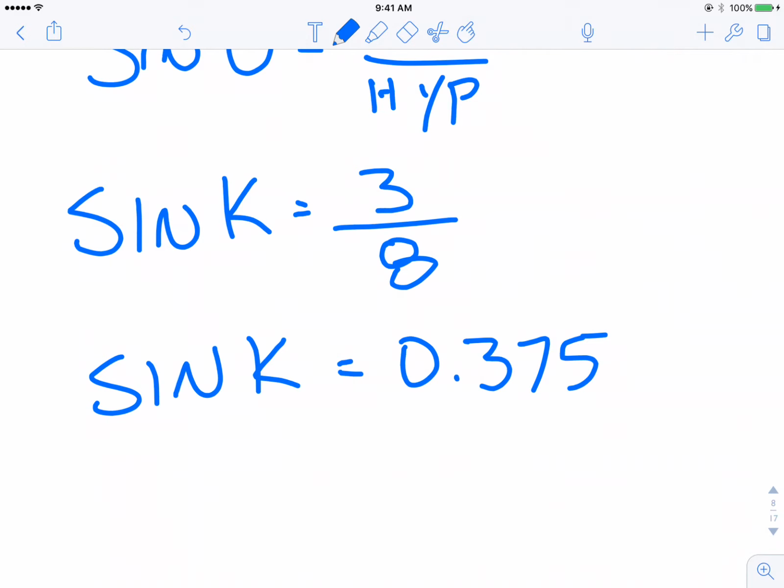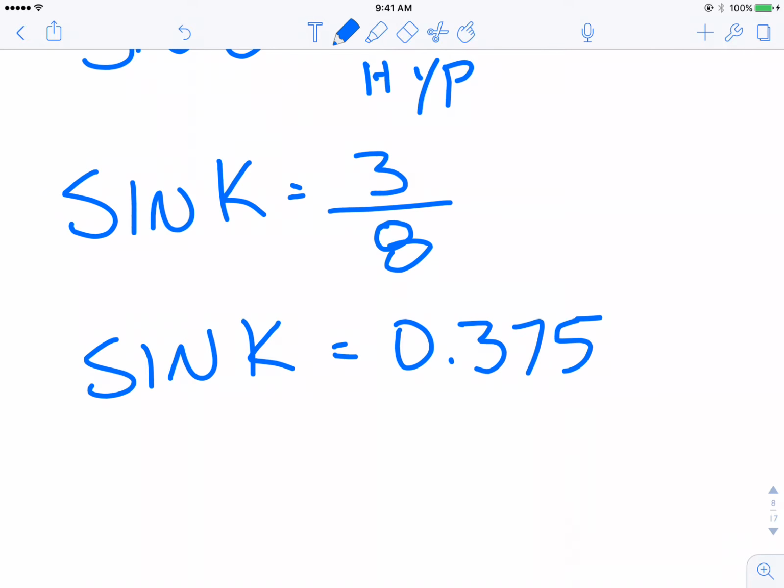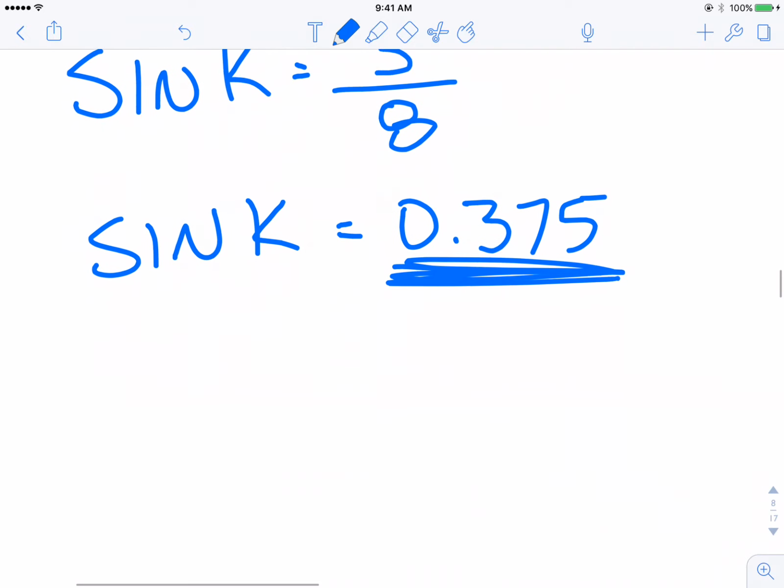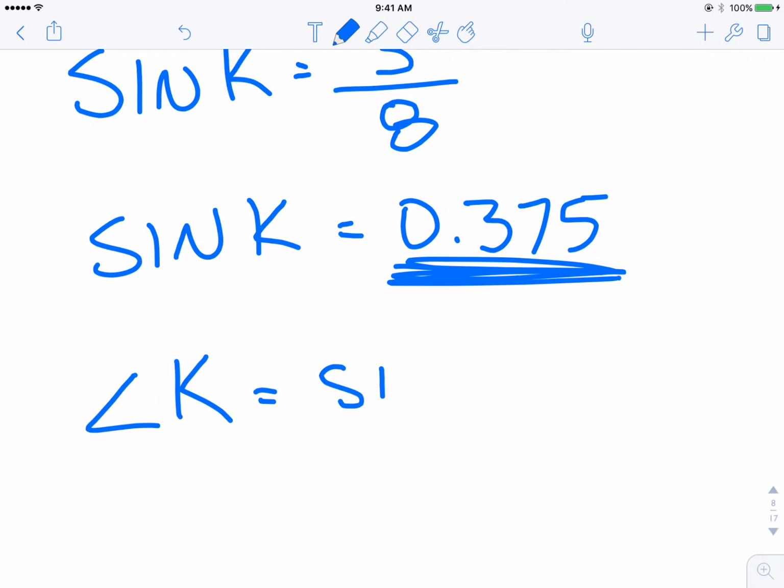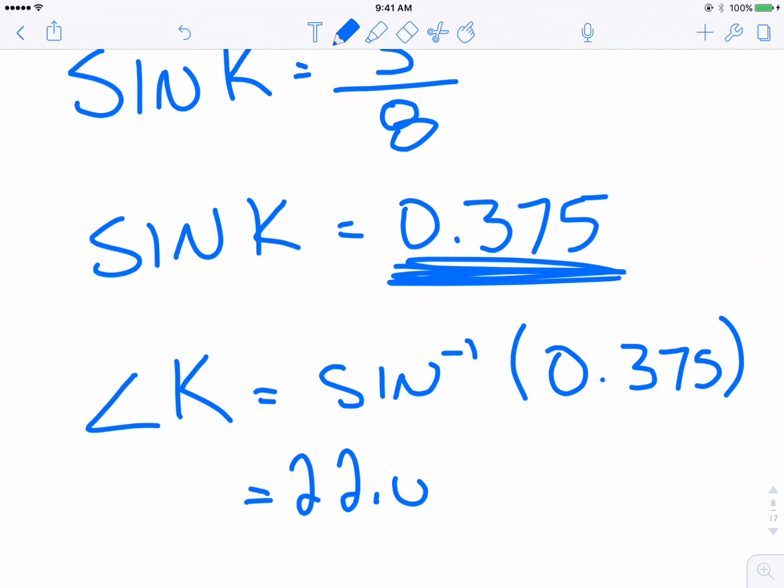Now, think to yourself, if I'm looking for an angle, I have to use the inverse function. If I have this ugly, funky decimal number, then probably my next step is using the inverse function. I know I'm looking for angle K. I have to use the inverse function of sine of that number. So I plunk that into my handy-dandy calculator. Inverse function of sine gives me 22.02431283704.